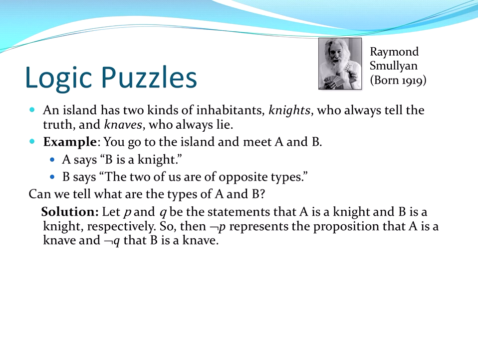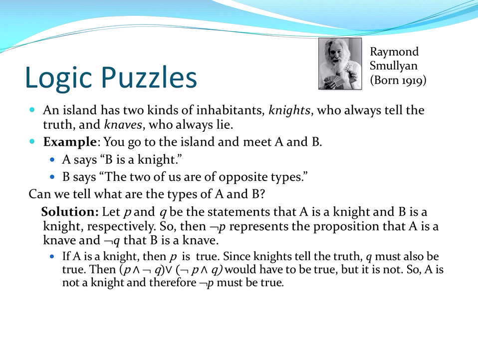Okay, well, let's think about A being a knight. If A is a knight, then P is true. And since knights tell the truth, Q must also be true because A says B is a knight. But B, being a knight, says that they're the opposite types. And that is false. So that cannot be the solution.